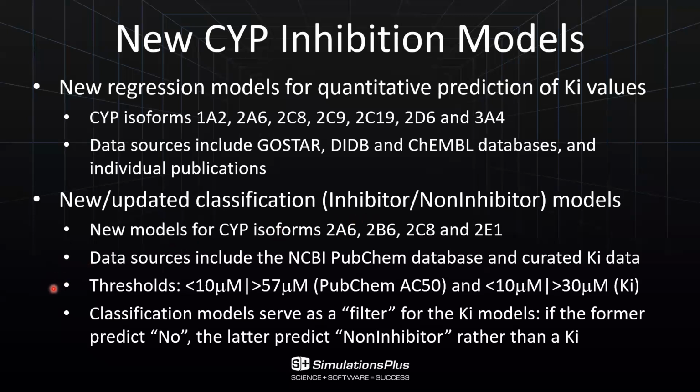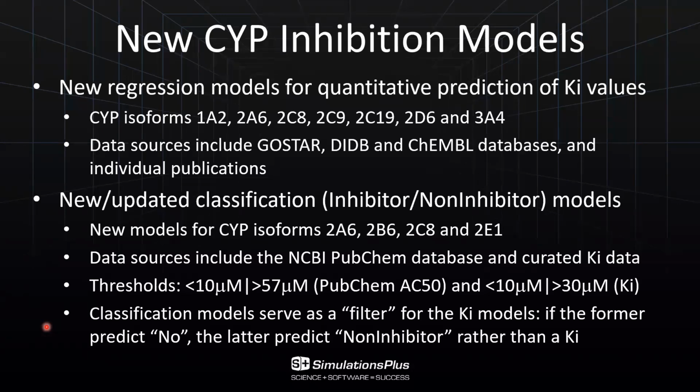The thresholds delimiting inhibitor, non-inhibitor were less than 10 micromolar and greater than 57 micromolar for the PubChem data. That data was already classified on the basis of measured AC50 values. And then for the curated Ki data, less than 10 micromolar and greater than 30 micromolar. And then just as a technical note, the classification models serve as a filter for the quantitative Ki models. So if the former predict no, the latter will predict non-inhibitor rather than a quantitative Ki value.